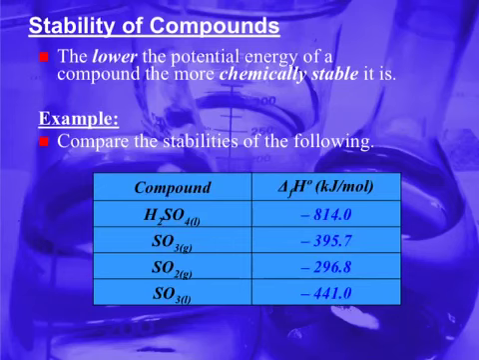Let's take a moment to talk about the stability of compounds. When compounds are formed from the elements, sometimes they release energy. And the more energy they release, the more stable the product compounds will be. So if we look at the formation of various sulfur oxide compounds, we see that the formation of sulfuric acid releases the most energy. That means sulfuric acid will be the most stable of the sulfur oxide compounds. Conversely, sulfur dioxide releases the least energy. That means this is the least stable of the sulfur oxide compounds in this table.